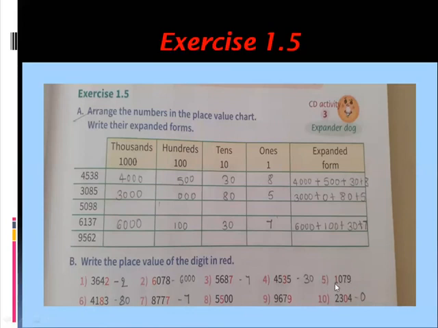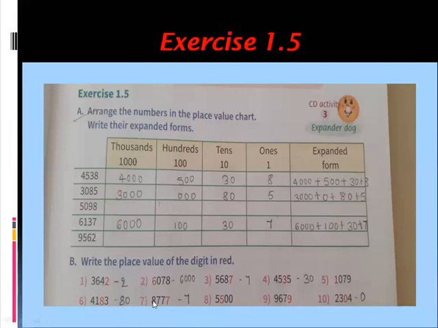1079. 1 is in thousands place. For this number, you have to write the place value. Okay. Next, sixth one, 4183. 8 is in tens place, so the place value of 8 equals 80.